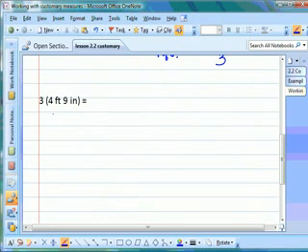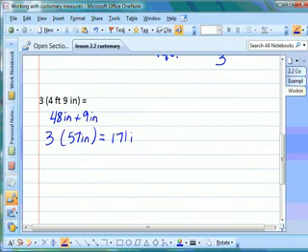So 4 times 12 is 48. And we need to add on those 9 inches that they already gave us. So when we add those on, that gives us 57 inches. Now we can multiply those times the 3 that we started with, and that gives us 171 inches. Okay, that was step 1 and step 2. On to the third step, we need to simplify and put in simplest form.